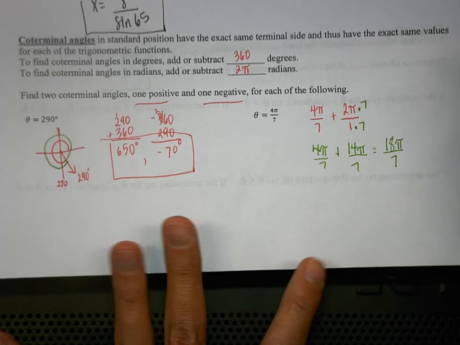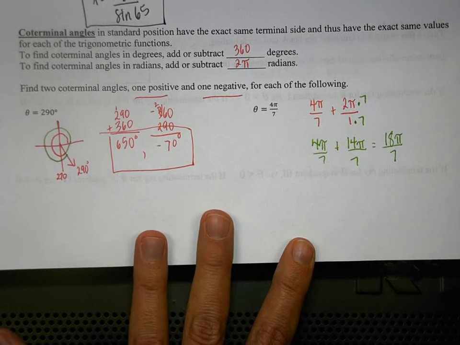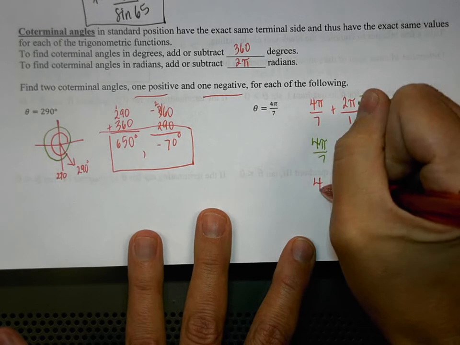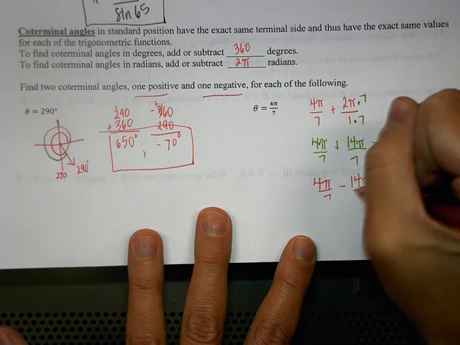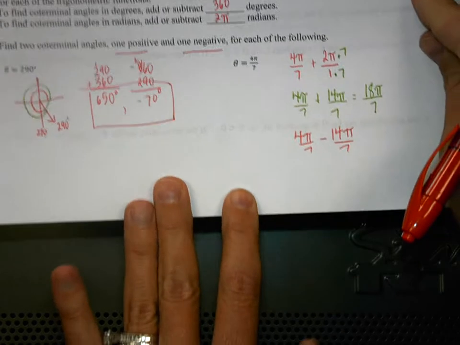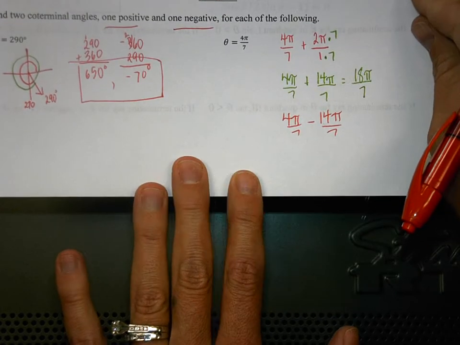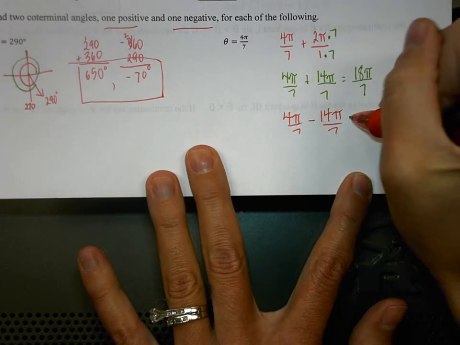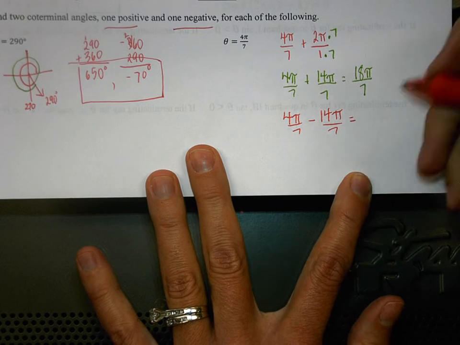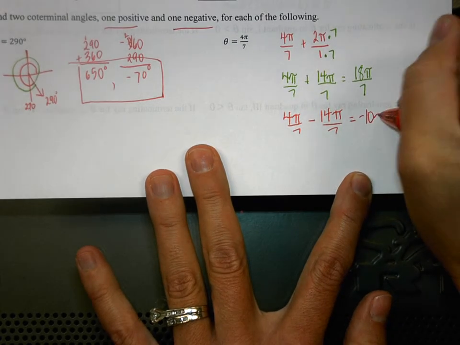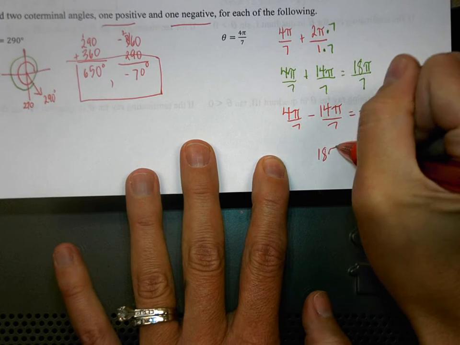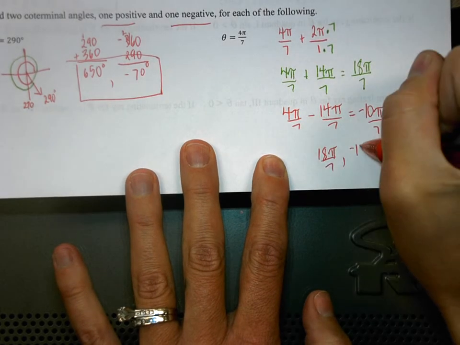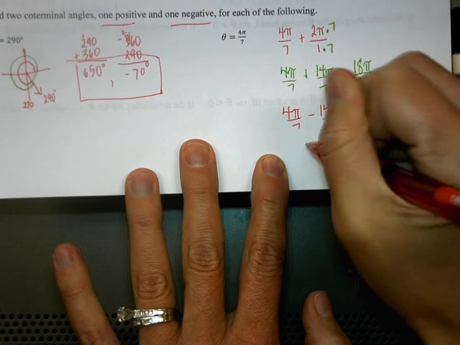And for the negative, we're going to do the same thing. Okay, so we have 4 pi over 7 minus 14 pi over 7, because I already figured out what my common denominator is. And so we end up with what there? Good. Negative 10 pi over 7. So those are my 2 answers. 18 pi over 7 and negative 10 pi over 7.